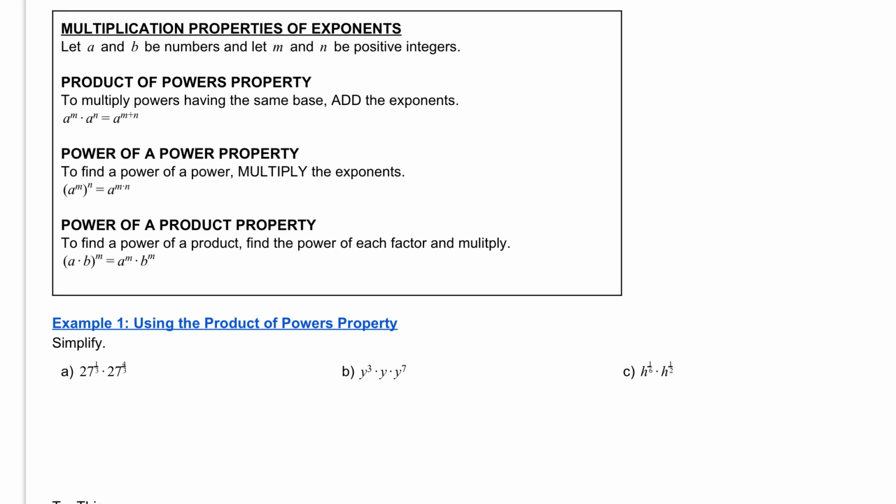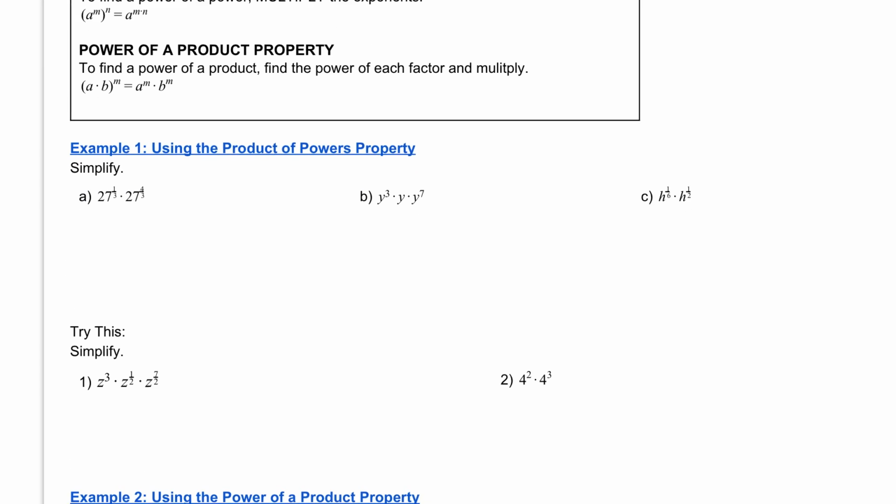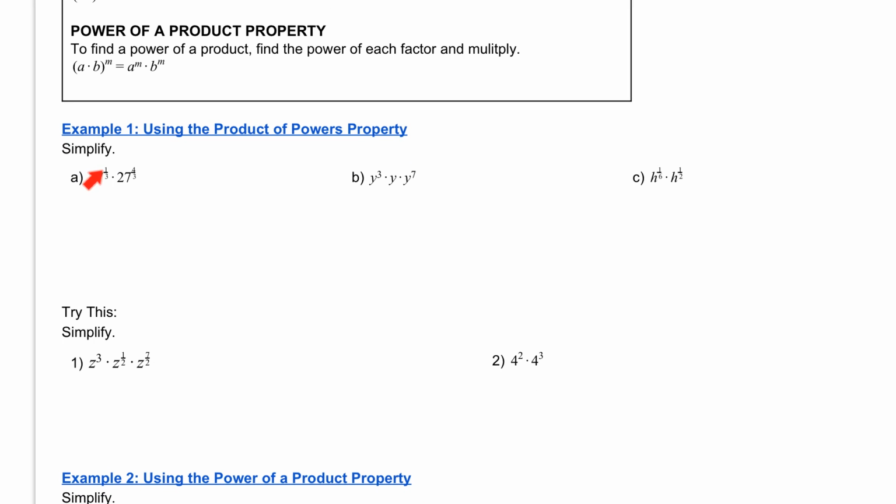So let's take a look at example 1 here. We want to simplify 27 to the 1/3 times 27 to the 4/3. Since these are the same base, they both have a base of 27, we can add these two exponents together. So this would be 27 raised to the 1/3 plus 4/3. And 1/3 plus 4/3 would give us 27 to the 5/3.